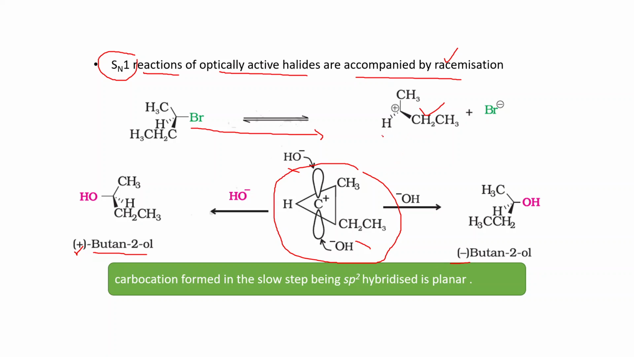Now we can say this carbocation is symmetrical. This is a planar molecule. That's why the nucleophile can attack from either side and we will get dextrorotatory as well as levorotatory compounds. That's why SN1 reaction of optically active halides is accompanied by racemization. The carbocation formed in the slow step, being sp2 hybridized, is planar, and that planar carbocation can be attacked from both sides and we will get both optically active compounds, dextrorotatory and levorotatory.